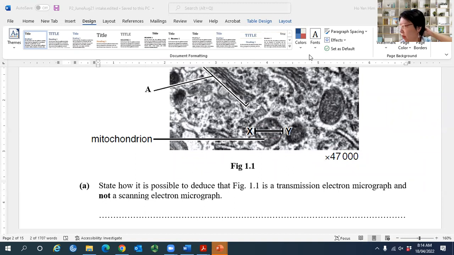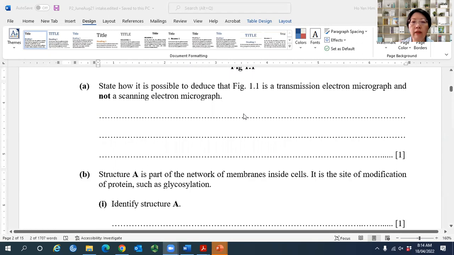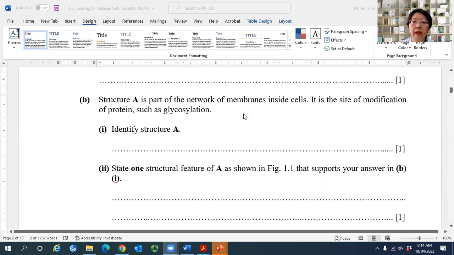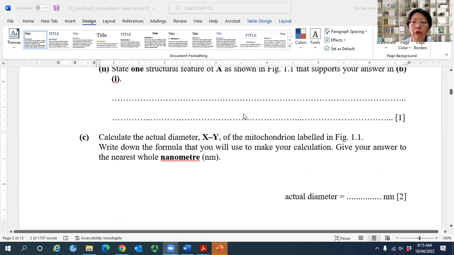In this question, I find that 50% and above of students do not know how to do conversion, which is very surprising for me. First thing, you need to memorize the units and what they mean. Second thing, you really need to know how to do conversion.